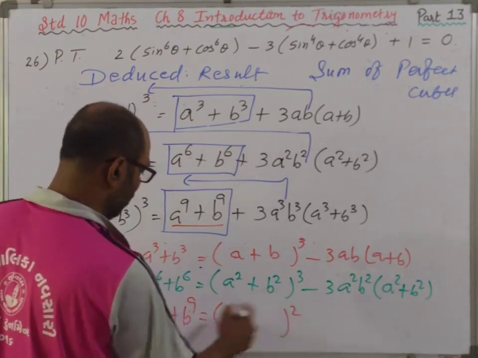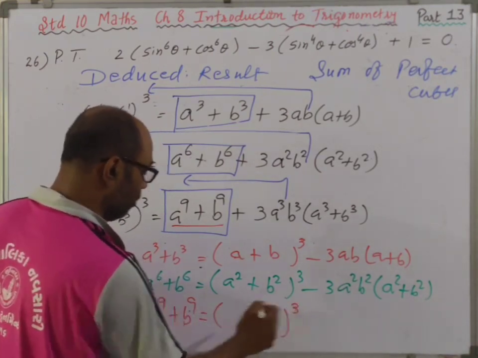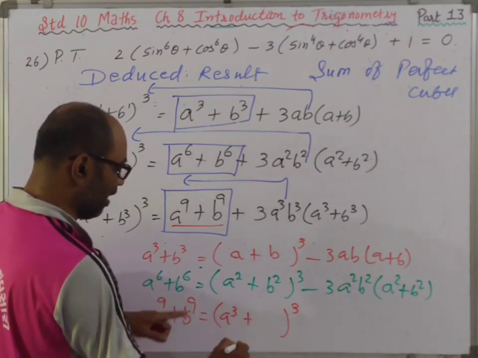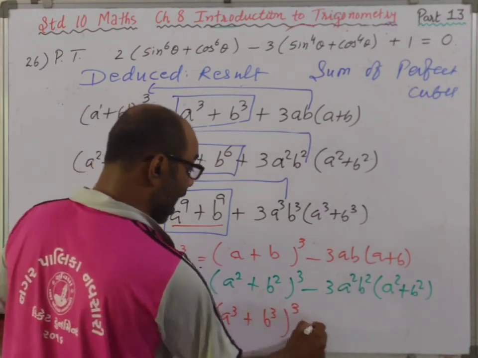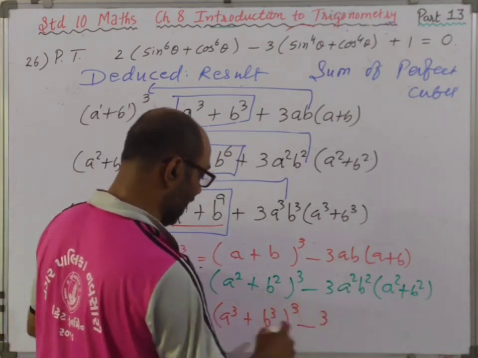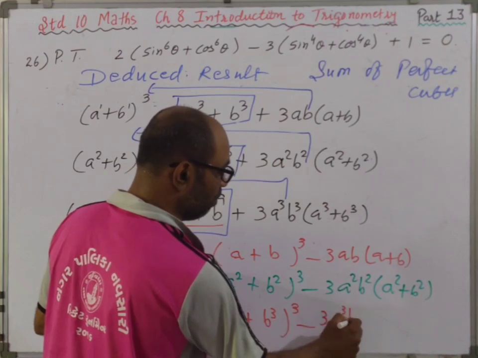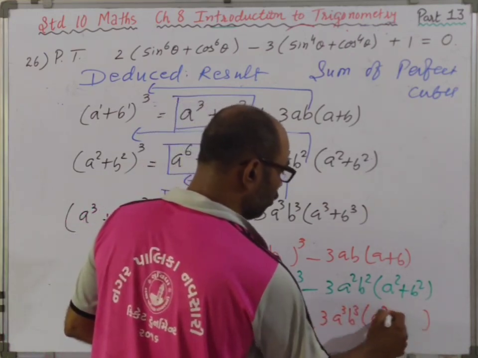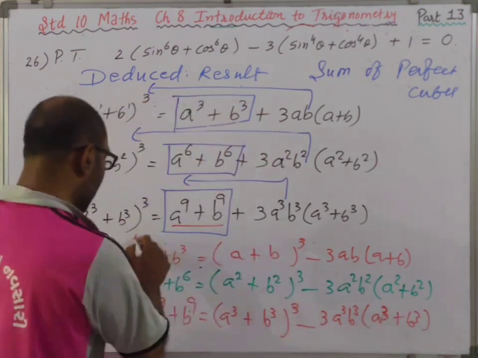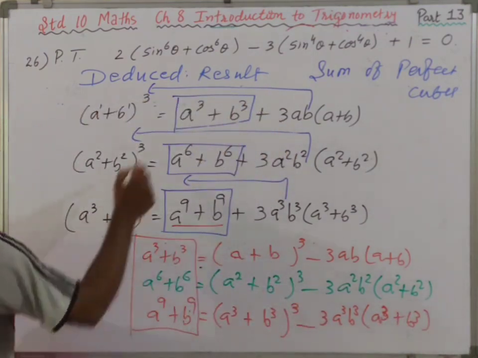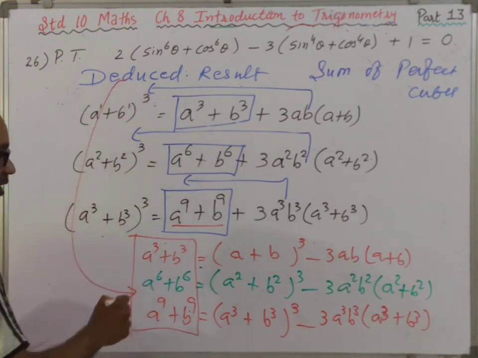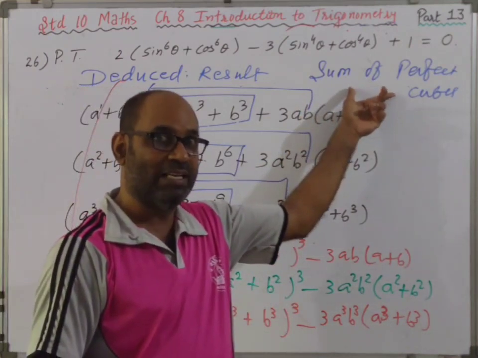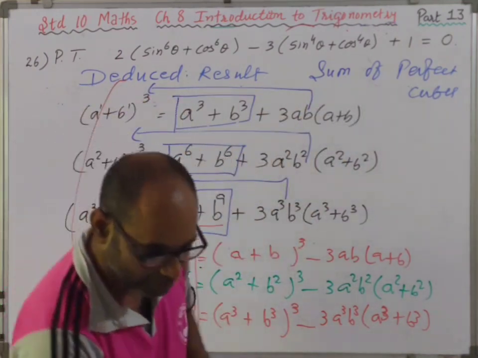Last but not the least, this one, a raised to 9 plus b raised to 9. If you take whole square, sorry, not whole square, whole cube, these are perfect cubes. So a cube plus cube root of b raised to 9, b cube, minus, whole cube so 3 times the product of these two, a cube b cube, into the sum of the two, a cube plus b cube. So the new formulas that we have made are called deduced results. This a cube plus b cube is for the sum of perfect cubes, and that one is for the sum of perfect squares.